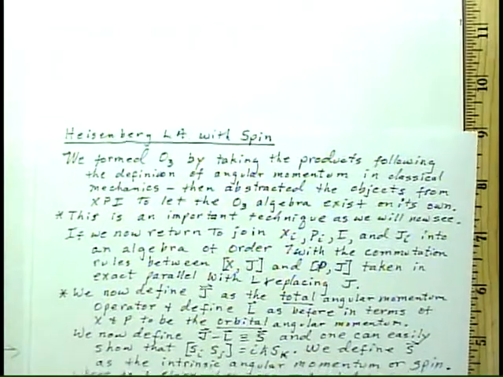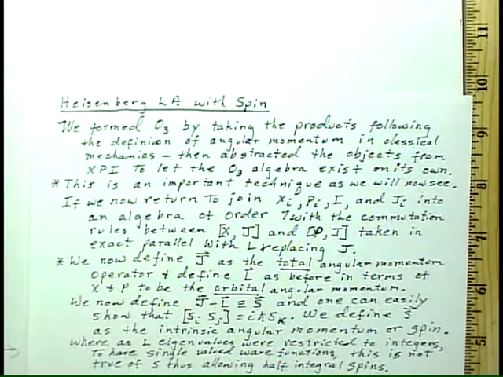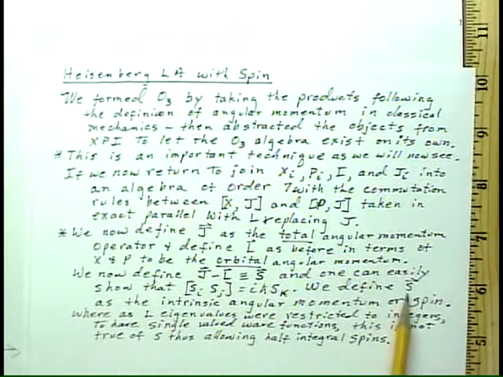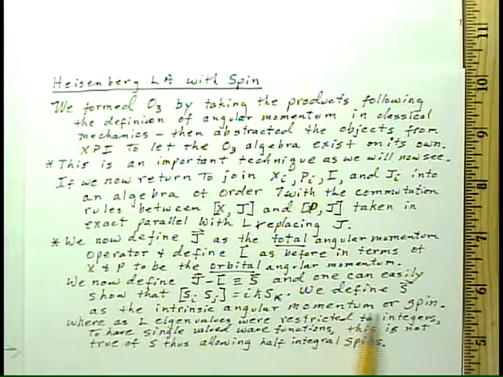We now define a new type of operator, the operator S, which is J minus L, and one can easily show that the commutator of S_i with S_j is i h-bar S_k, exactly like the orbital angular momentum or the total angular momentum. So it behaves exactly as an O(3) algebra. And therefore its representations will be like those of the O(3) algebra. We're going to define this S to be physically what we call the intrinsic angular momentum, or spin.